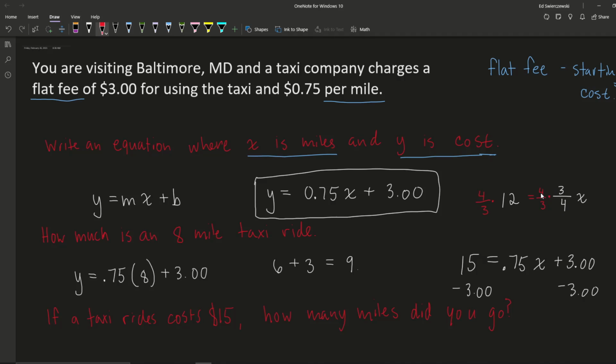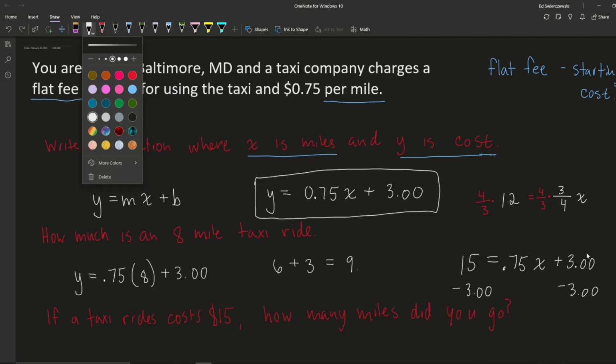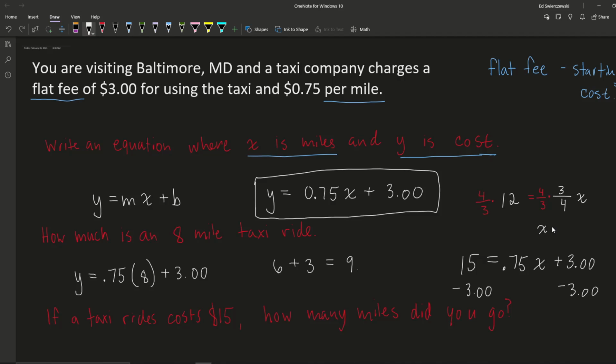Because what ends up happening is when you multiply straight across, you get 12 over 12, which is just 1. And this is a little easier for me to do in my head because I know that 12 divided by 3 is 4, and then multiply by 4. So this is going to tell me that X is 16. X is 16. And, you know, you can check me on a calculator if you wanted to just divide by 0.75. It's a little bit harder to do in your head, though.